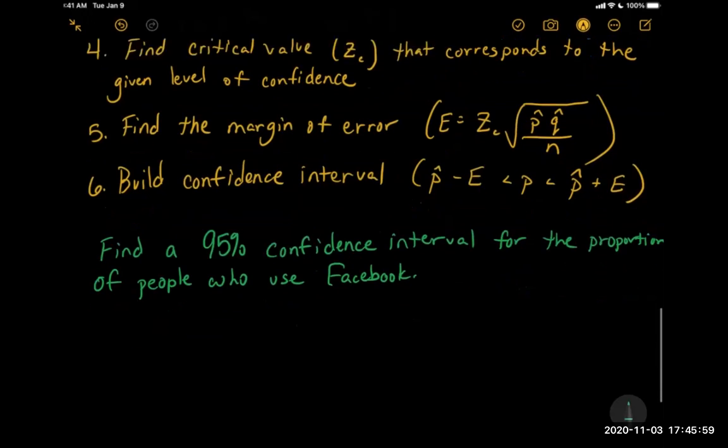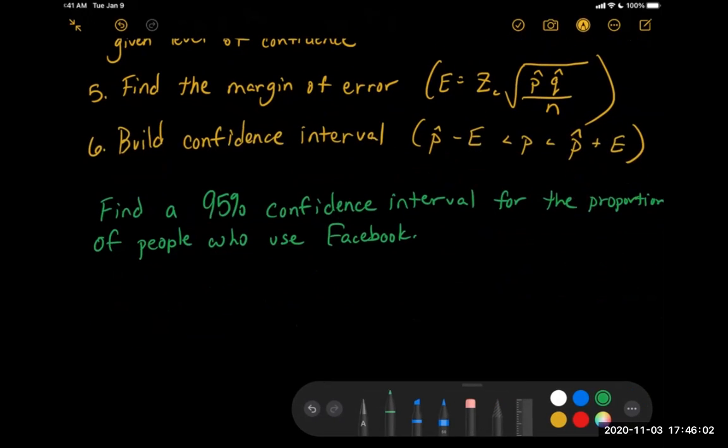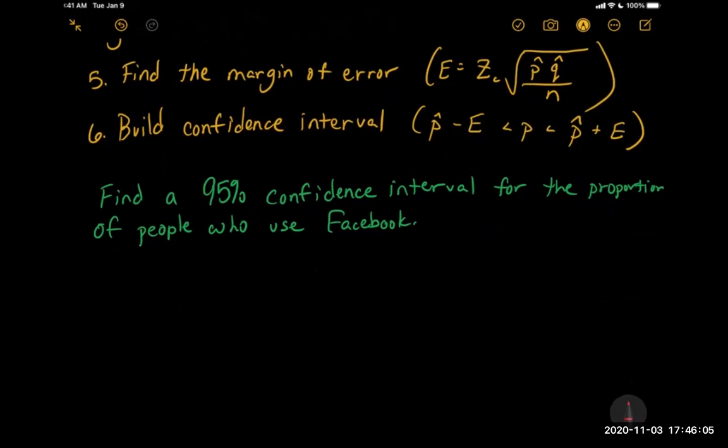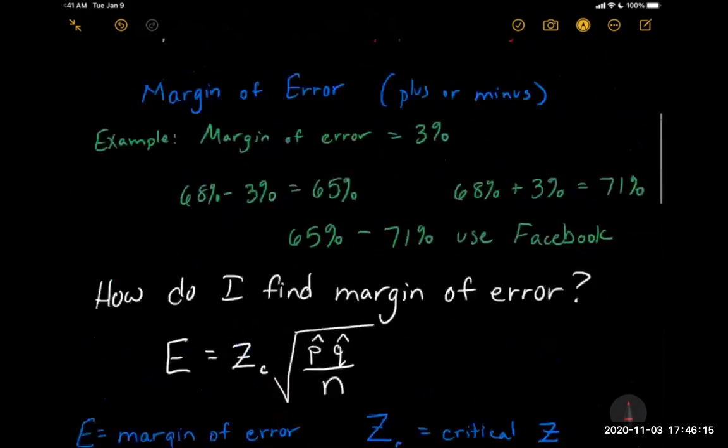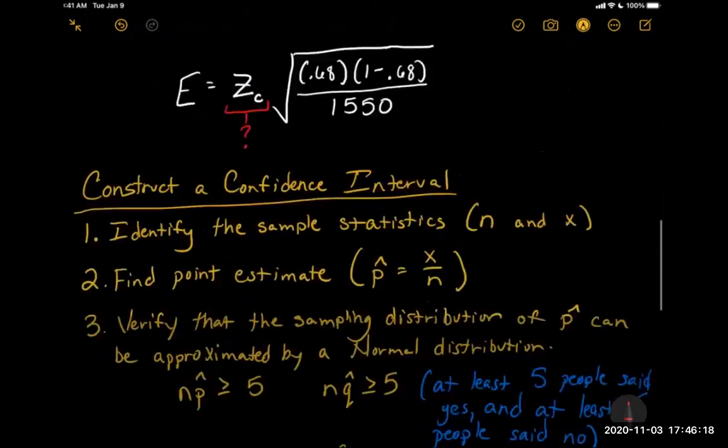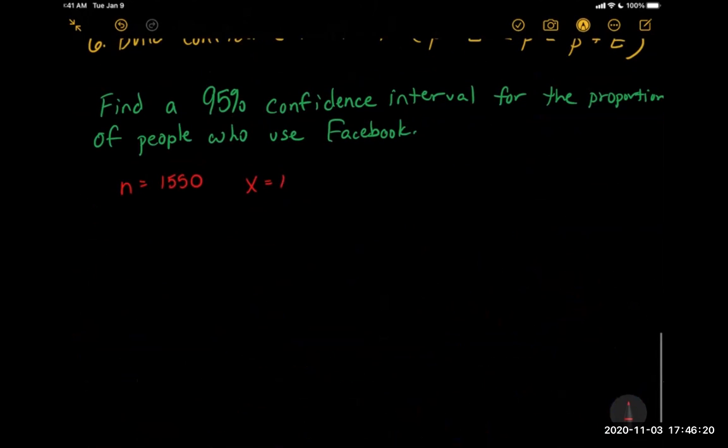So from the math that we did up at the top, we know that the number of people we surveyed was 1,550. And we know that the number of people who said, yes, I use Facebook was, I already forgot, let me scroll back up, was 1,054. Okay. And we did the proportion p hat, and we found out that that was 68%, which means that q hat was 32. 1 minus 0.68 is 0.32.